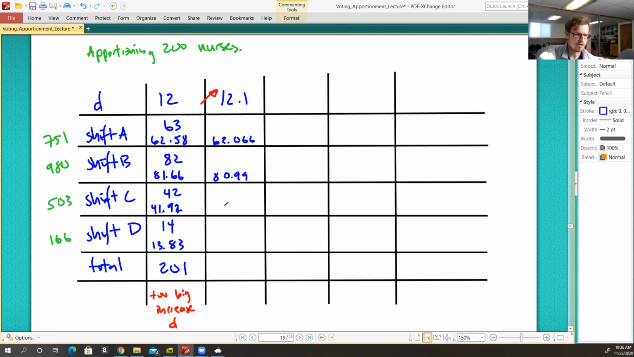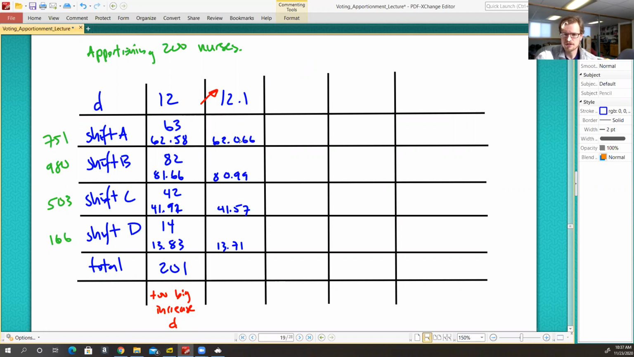503 divided by 12.1 gives us 41.57. And 166 divided by 12.1 is 13.71. So we calculated what those modified quotas are, and we just need to round them to the nearest to find the rounded quotas.